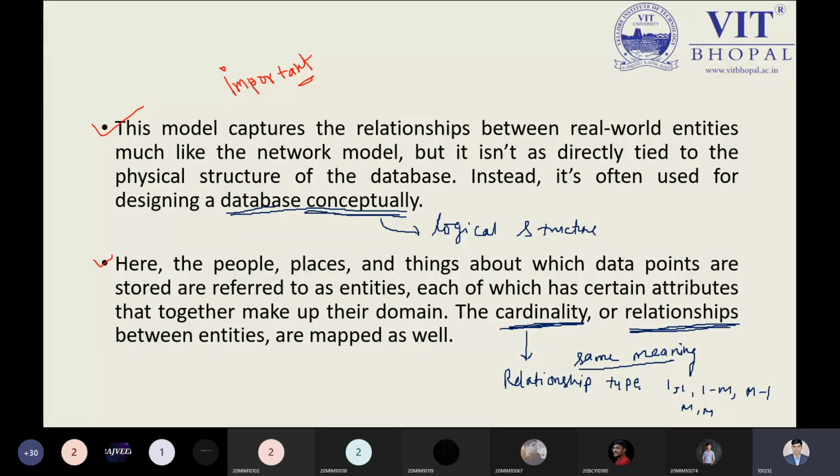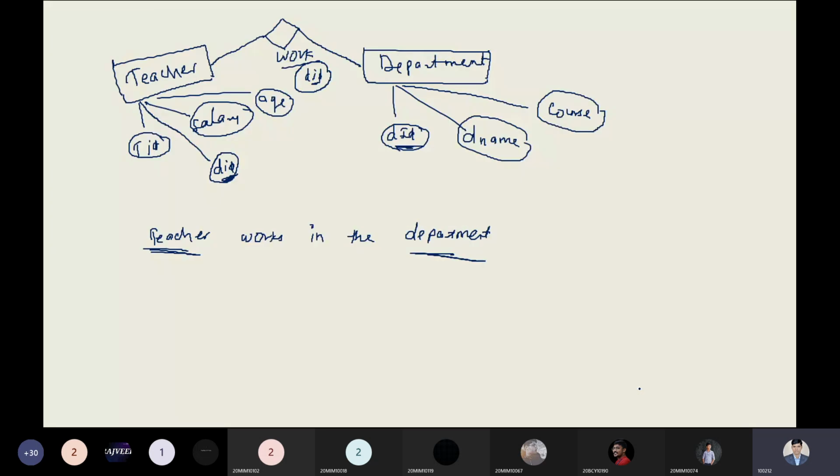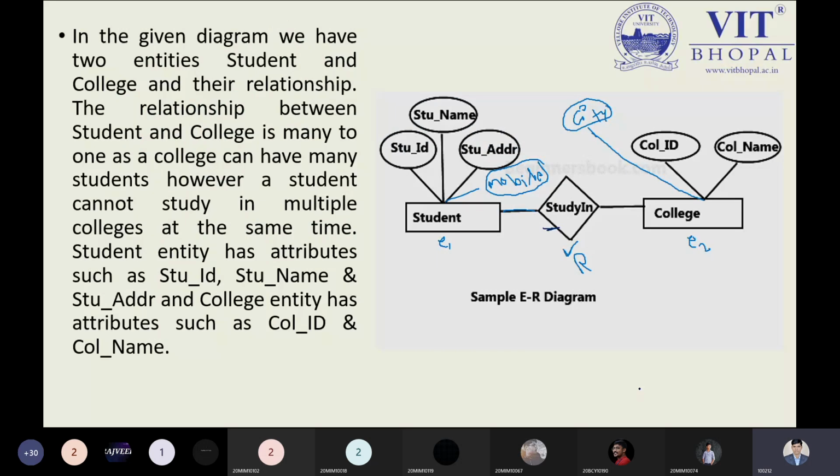So now let us understand what the various symbols are. You should ask me questions right now, sir. You use a rectangle box to represent the teacher and department, or an entity. We have some notations, of course. So let us understand step by step. Here, this is a simple example. Now you are able to see.